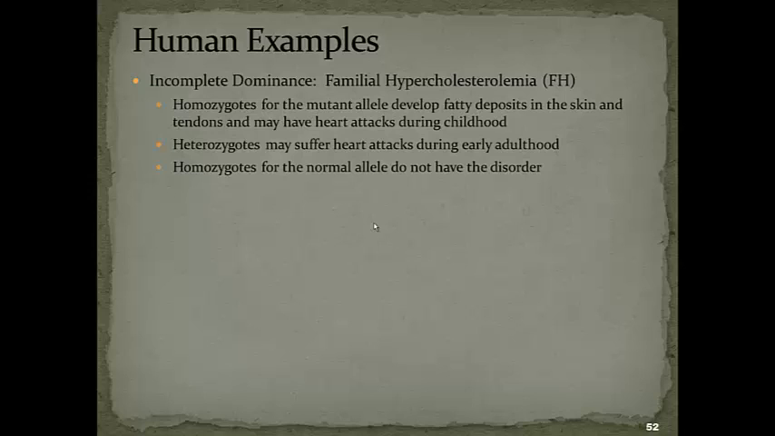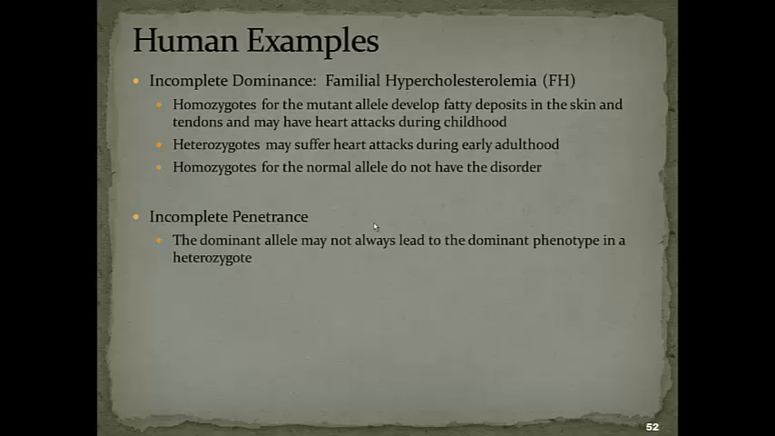Okay. But here's the thing. With incomplete dominance, the heterozygote is a distinct midpoint, and it's the recessive allele showing through. The dominant allele is fully expressed, but it doesn't cover up the recessive allele. It's not to be confused with incomplete penetrance, where the dominant allele doesn't always express. And if it does express, you wind up with varying degrees of expression.